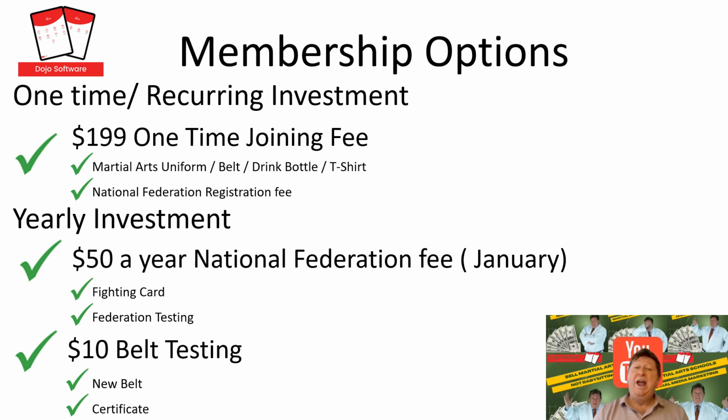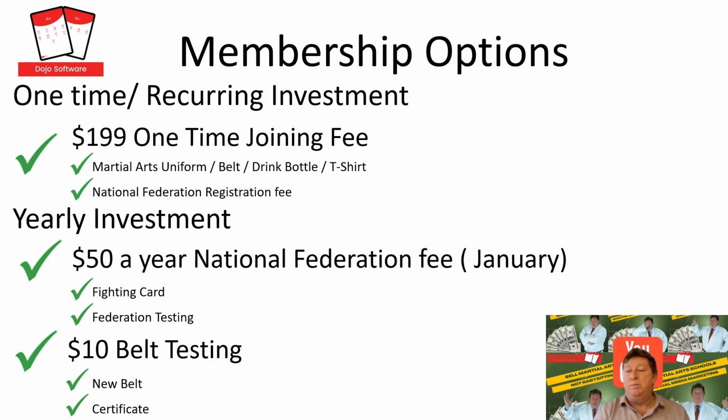$199 just one time. And that's including your uniform, your belt, your drink bottle, your T-shirt, and the national registration fee. On top of that, we have the yearly National Federation fee, and there you're investing just $50 a year. That's it. And that goes to the National Federation, and that allows for the blah, blah, blah. Okay. And then you only have the belt testing, and there you're just paying for the belt, and that's $10 for each one. Okay? You haven't even showed them the monthly fees yet.